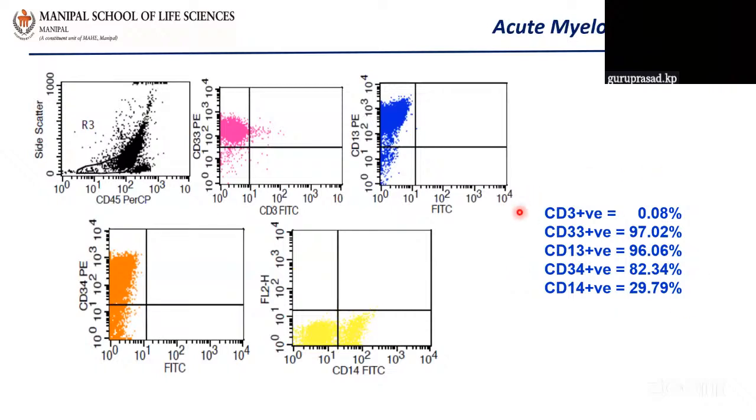Similarly, I'm showing another case where CD13 is positive, CD33 is positive. CD13 and CD33 are actually granulocytic markers. In other words, they are markers for either cancerous myelocytes, macrophages, monocytes, basophils, eosinophils, or neutrophils. Again, you have to use some more markers. For example, here we have used CD14. CD14 is a marker for monocytes and macrophages. That clearly indicates that this is a monocytic leukemia.